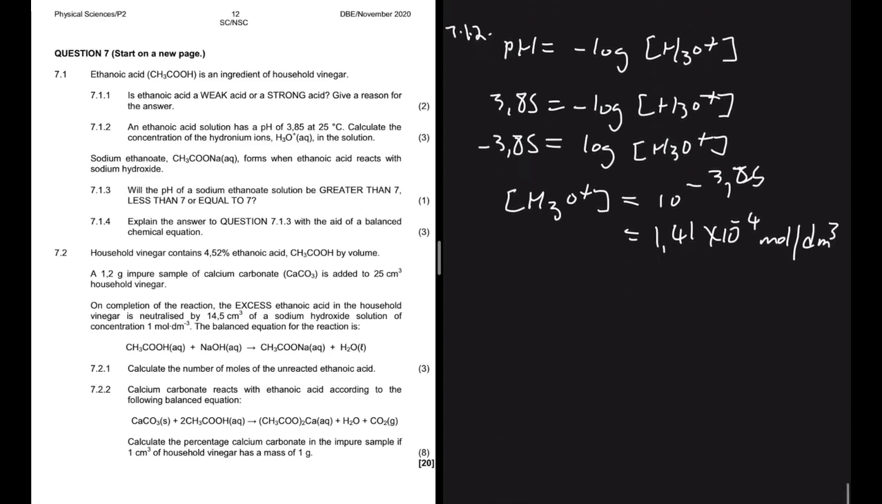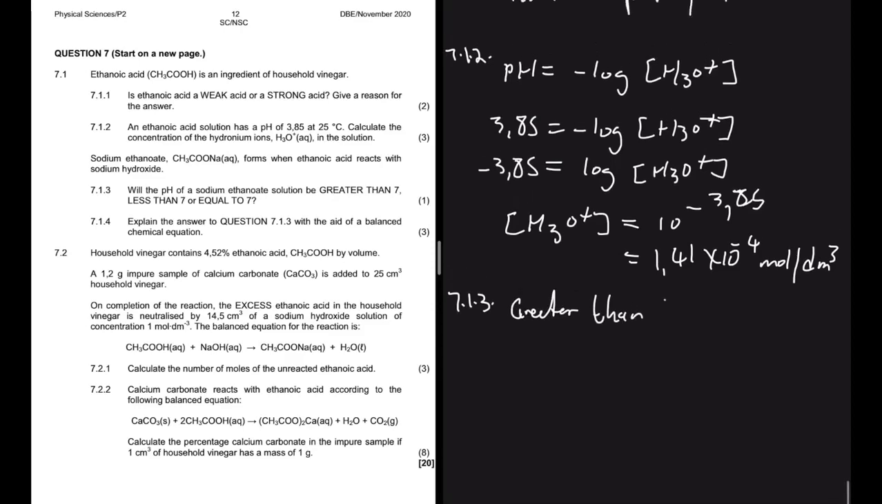And then we have 7.1.3, which says sodium ethanoate, CH3COONa, forms when ethanoic acid reacts with sodium hydroxide. And then it says, will the pH of sodium ethanoate solution be greater than 7, less than 7, or equal to 7? It's definitely gonna be greater than 7.